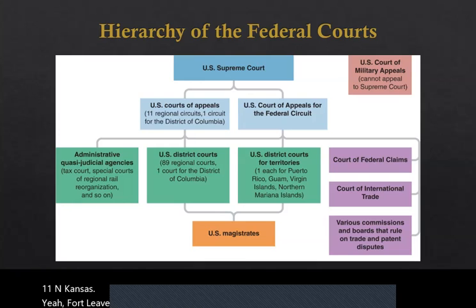But you can appeal, and you can go to the U.S. Court of Military Appeals. But that is the highest that you can go to. If you are in the U.S. Court of Military Appeals, you cannot appeal to the Supreme Court. It just is what it is.